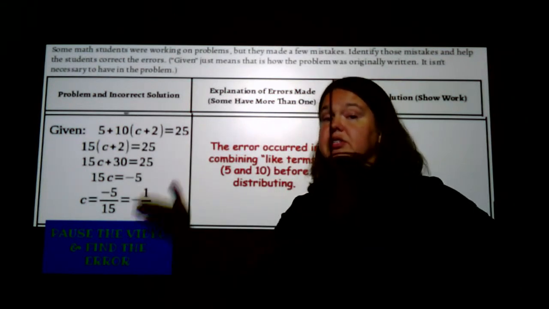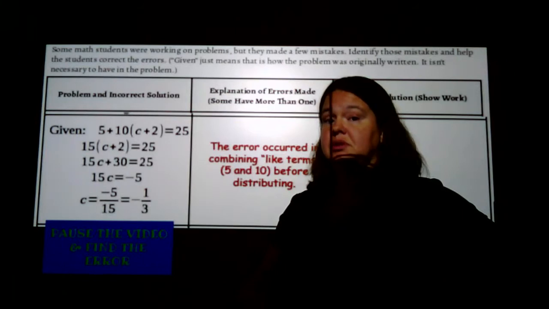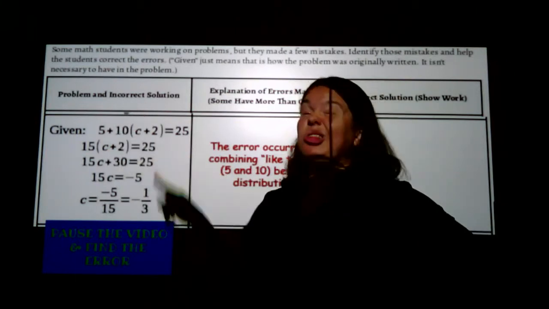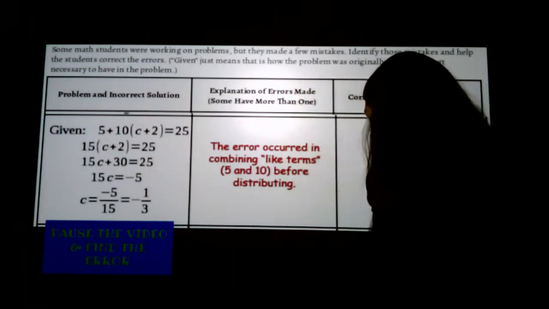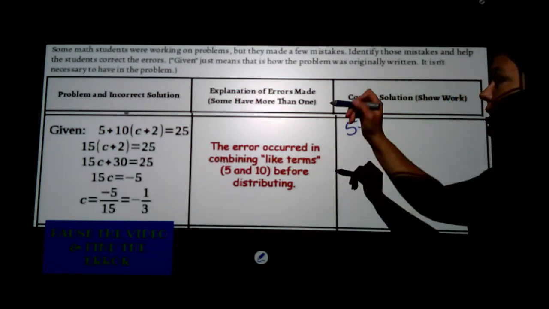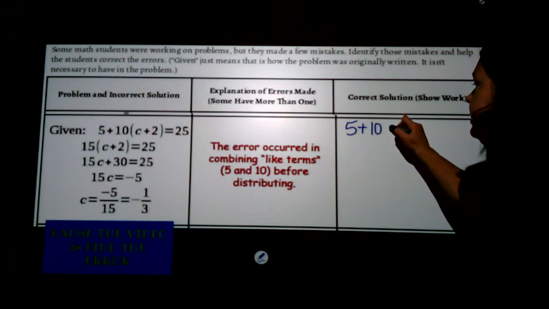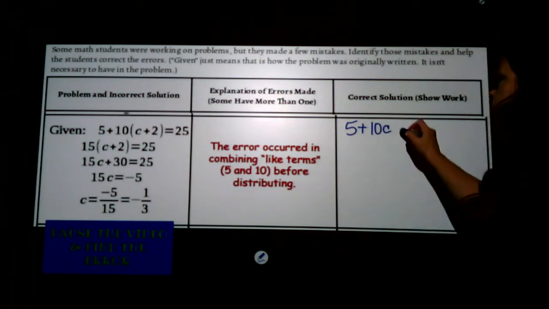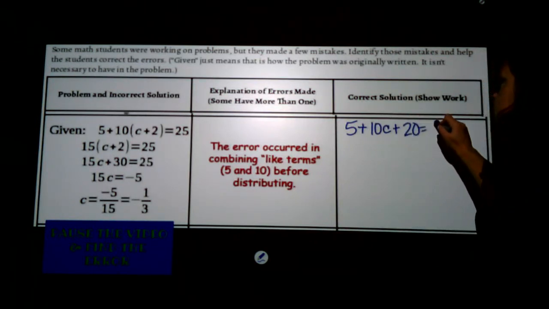Distributive property first, then combine like terms. So that happens a lot. We need to fix it. Okay? So we've got 5 plus, let's go ahead and do the distributive property. 10 times C is 10C. 10 times 2 is 20 equals 25.